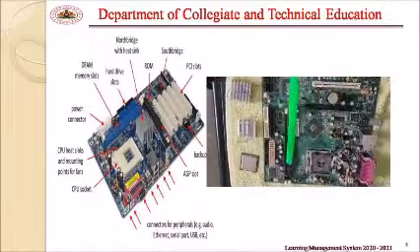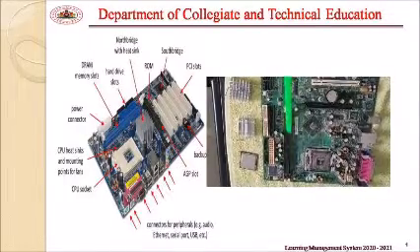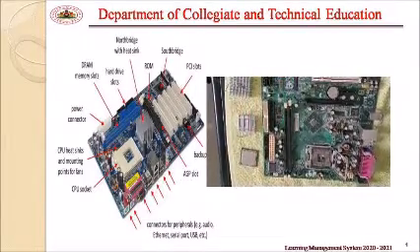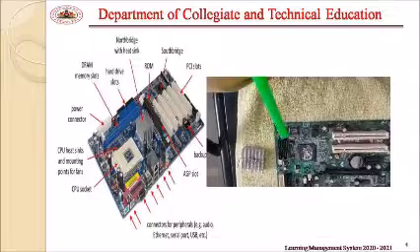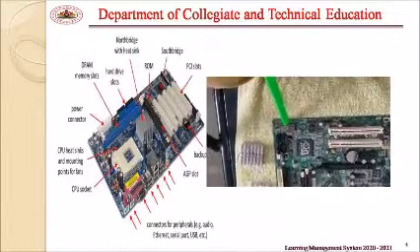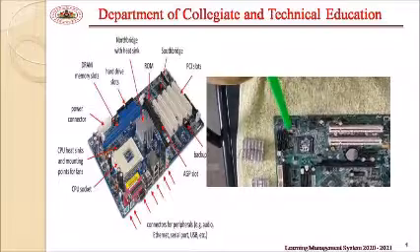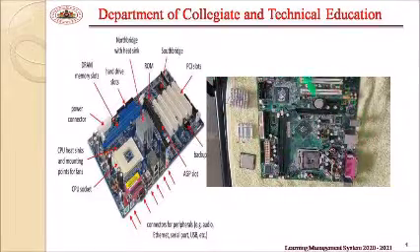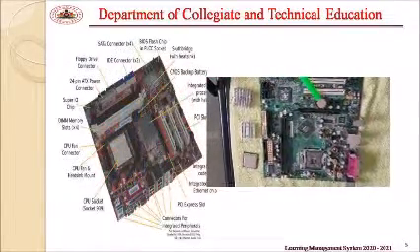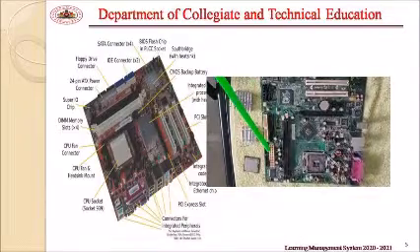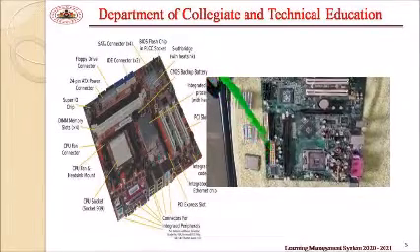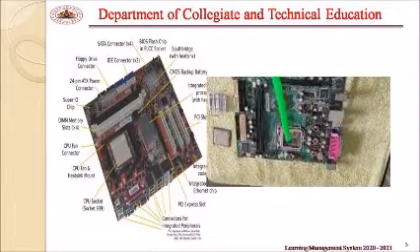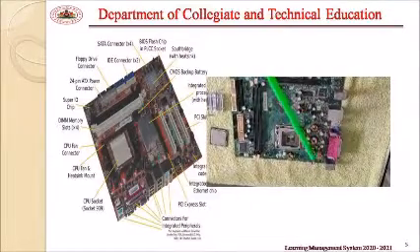The next part is memory slot. This slot is used to insert RAM, random access memory. Next important part of motherboard is BIOS chip or BIOS IC, basic input output system IC. And the next important part of the motherboard is the connector through which we supply power, called 24 pins ATX power connector. Next, power to the processor is supplied to this 4-pin connector.